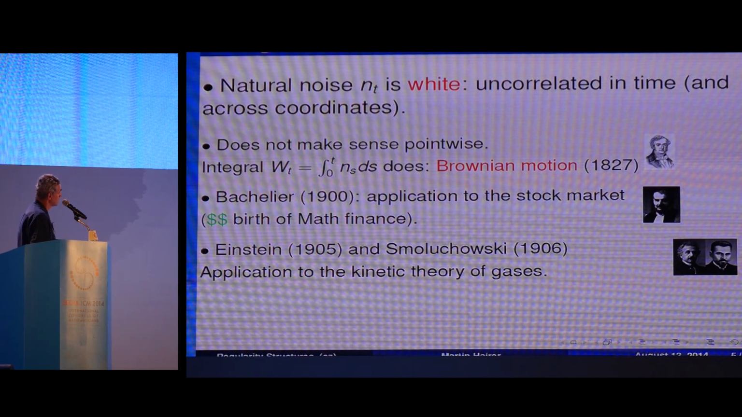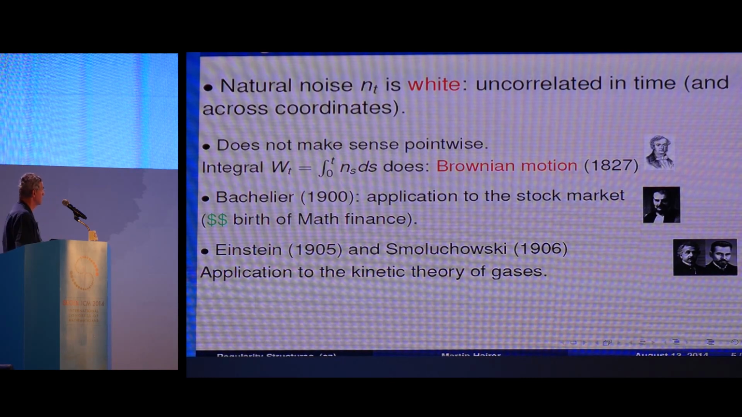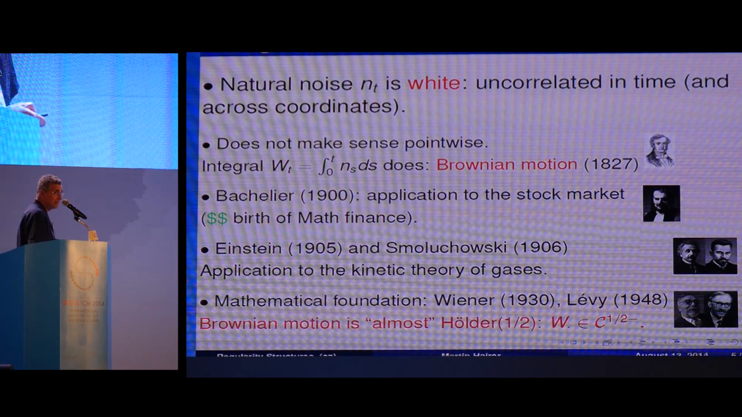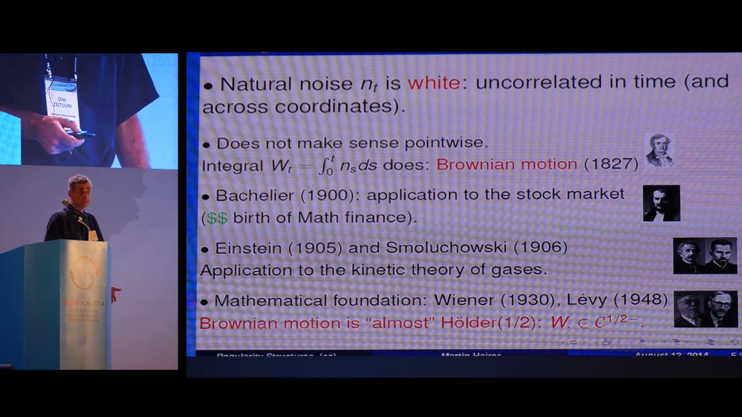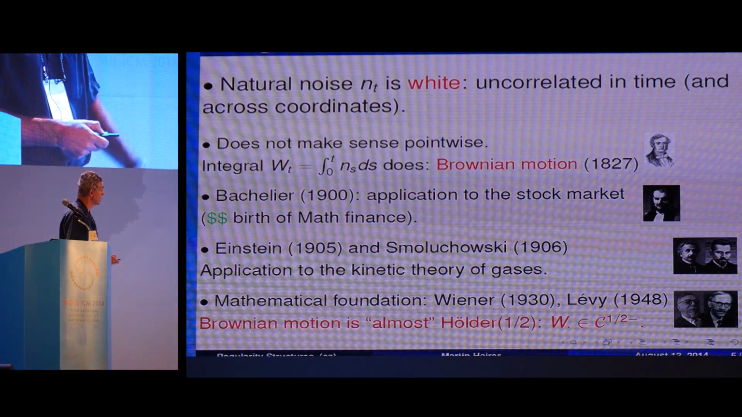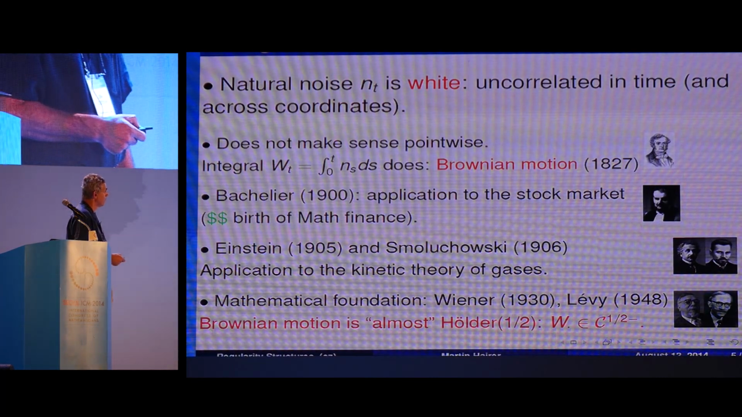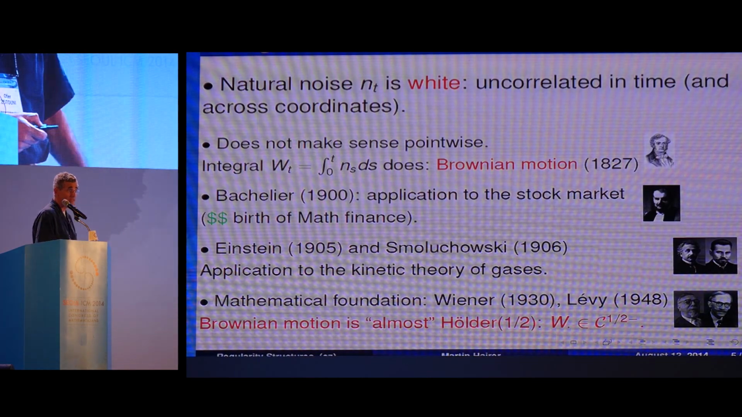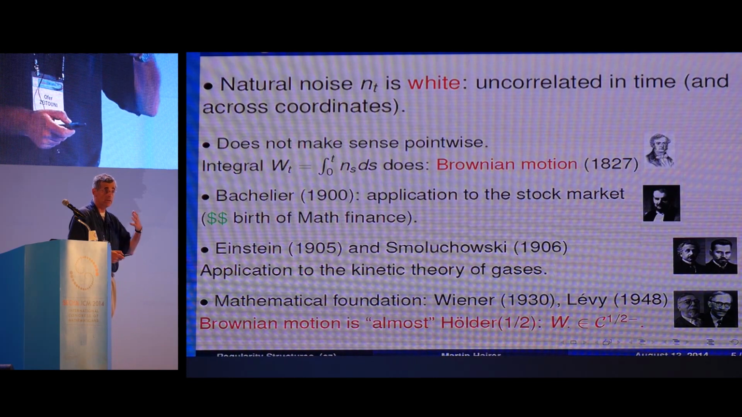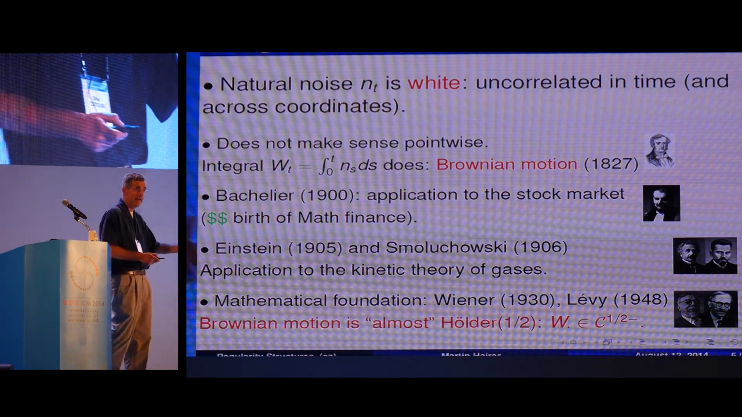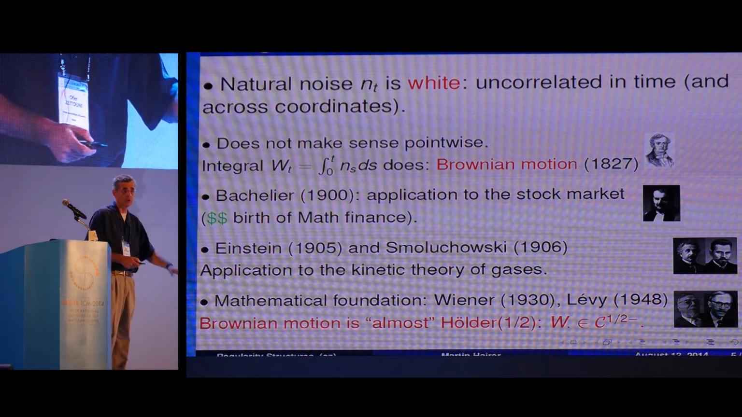We have heard a lot this morning about financial applications of stochastic calculus, so it goes back to that period. Shortly after, Einstein and Smoluchowski gave applications to the kinetic theory of gases, but one had to wait a few decades for the mathematical foundation of the theory, which came through the work of Wiener and Lévy. And what they showed, besides constructing these objects in a rigorous way, is that you can give sense to the path, and a typical path of the Brownian motion, viewed as a function of time, is almost Hölder 1/2.